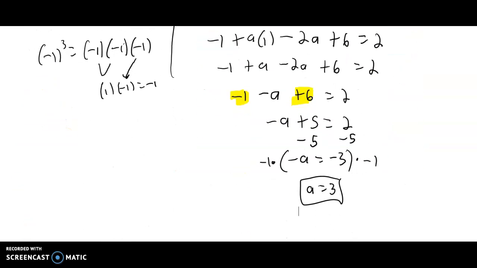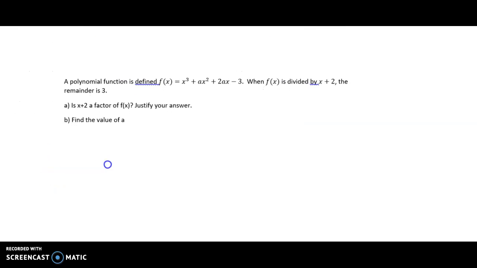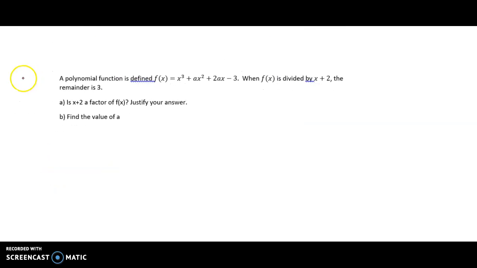Okay, we're going to do one more example like this. Alrighty. Call this example 2. You should pause here and rewrite the original problem. Part A. Okay, wait, let's read the problem. A polynomial function is defined by f of x, da da da da. When f of x is divided by x plus 2, the remainder is 3.